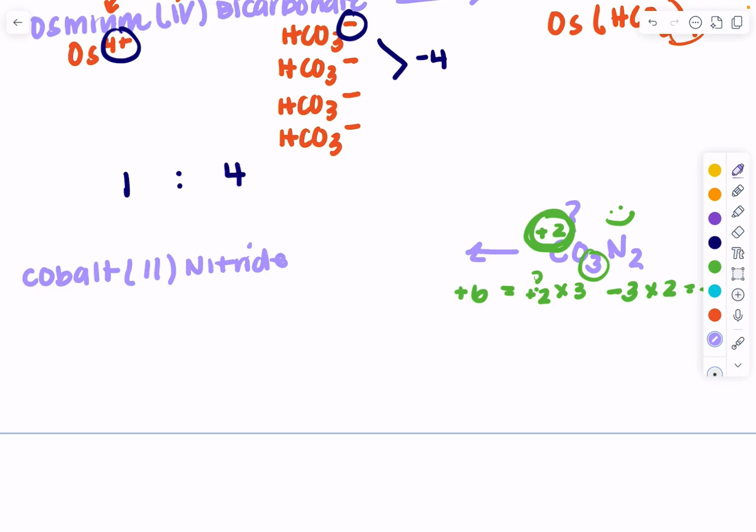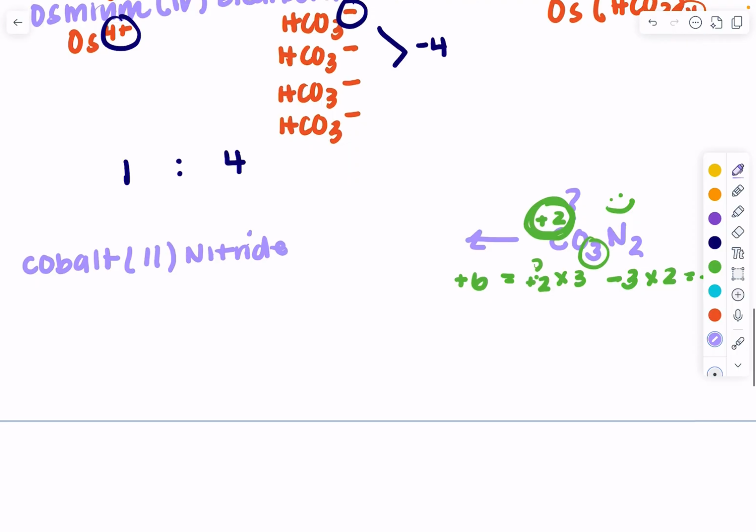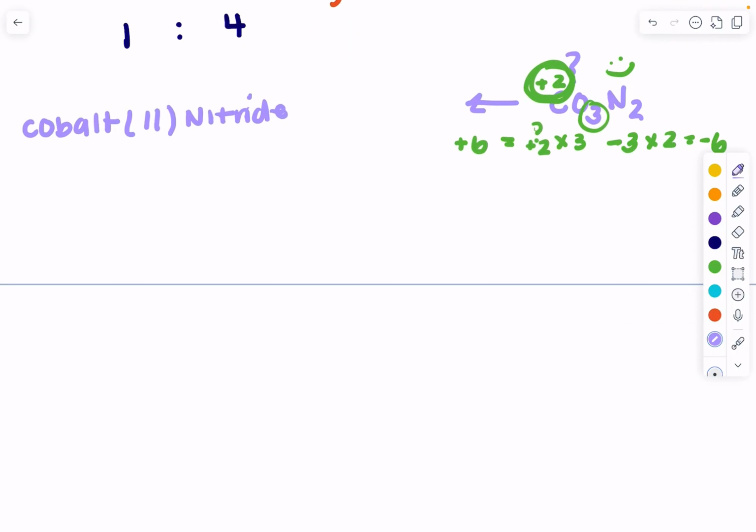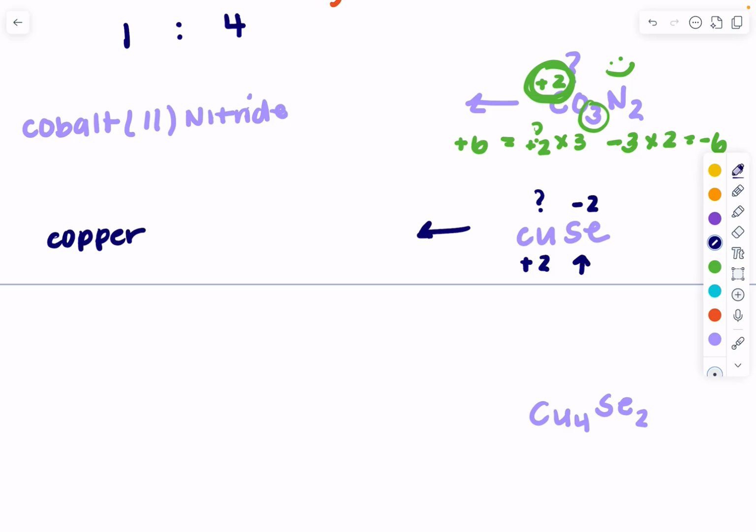Let's do a couple more, actually. Let's do CuSe, and let's do Cu4Se2. Okay, Cu is copper. We don't know the charge on copper, but we do know the charge of selenium. We know that's -2, so copper has to be +2. So it's copper(II) selenide.